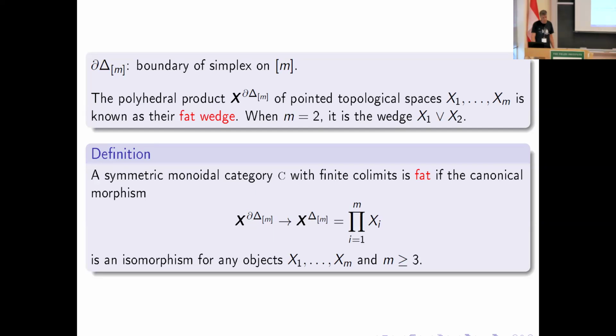For M greater or equal to 3. So you want to have ordinary coproduct, of course, but when you start taking analogs of fat wedge, then nothing interesting happens, basically, right? So that's what a fat category is.